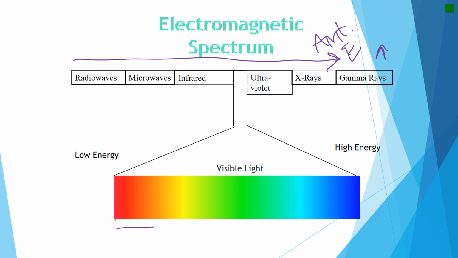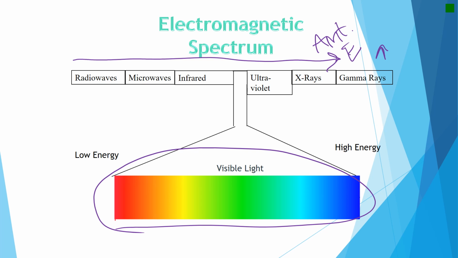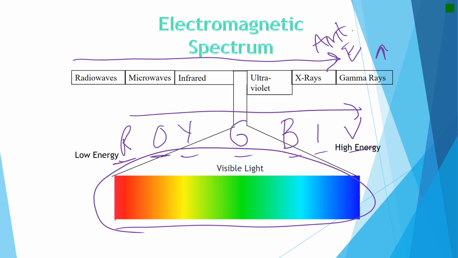So when we look at the visible light, which is the only part of the spectrum that we human beings can see, it goes in the order of low energy, which is your reds, to your high energy, which is your violets. So this is where we get that lovely ROY G. BIV. So red has your lowest amount of energy, then oranges, yellows, greens, blue, indigo, and violet. So it's increasing amounts of energy.